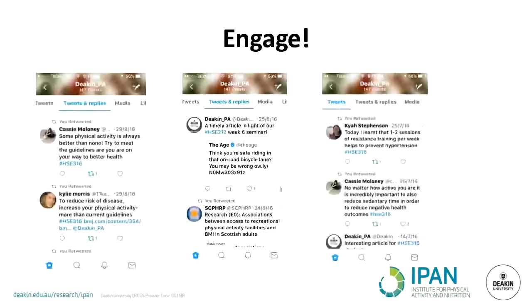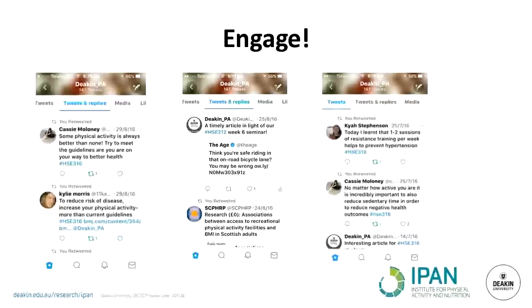And students really engaged, and you can see here a few screenshots that I just took off my phone. Most students did use their phone for these activities. There were a few students on their laptops, but most used their smartphones linked up to the Wi-Fi at Deakin. You can see Kylie tweeted: to reduce risk of disease, increase your physical activity more than the current guidelines, and she's hashtagged HSE 316, and she's also put our Twitter handle in there. So it was really easy for us to see that tweet.